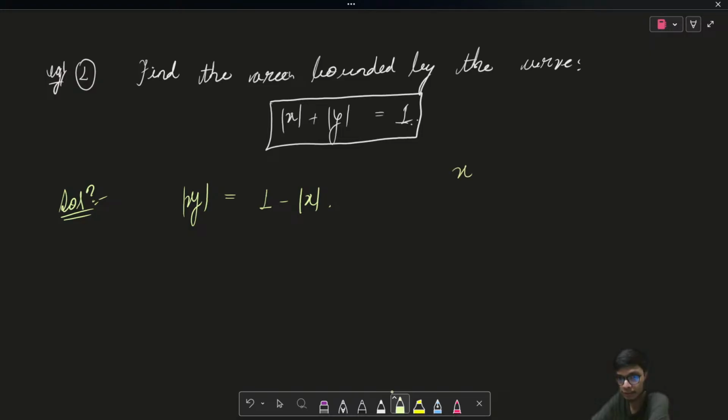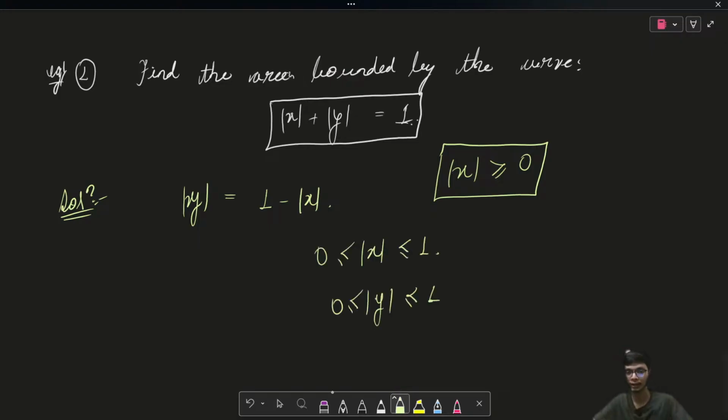But you have to note that we already know that the modulus of any function is greater than or equal to 0. So it is also a positive number, right? And y is also a positive number and x is a positive number. So the sum is 0, or 0 and 1, I can tell in both ways, right? So this has to be ensured.